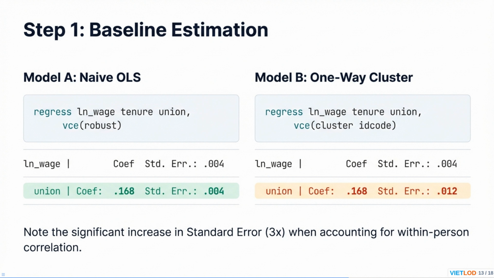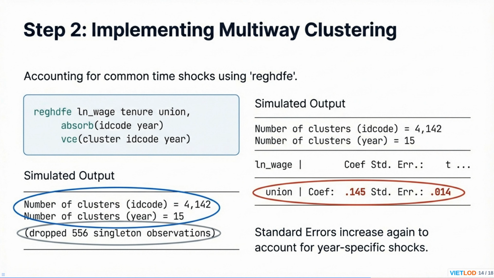It's important to note that the point estimate for union remains identical, at 0.168, as clustering only affects the standard errors, not the coefficients. However, the standard error for union jumps dramatically from 0.004 to 0.012. This is a significant threefold increase, clearly illustrating how much within-person correlation was initially unaddressed, and how naive OLS was severely understating the true uncertainty in our estimate. This initial step already shows the danger of ignoring such correlations.